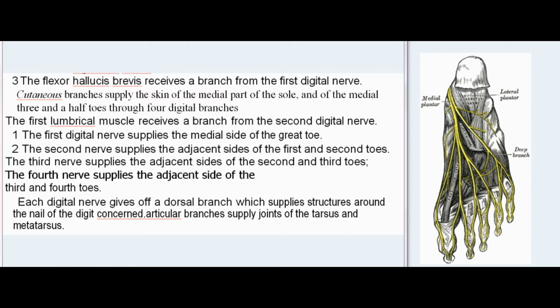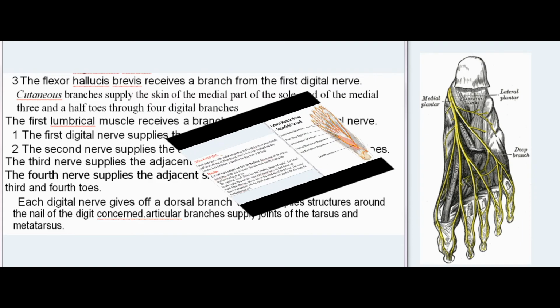The fourth nerve supplies the adjacent side of the third and fourth toes. Each digital nerve gives off a dorsal branch which supplies structures around the nail of the digit concerned. Articular branches supply joints of the tarsus and metatarsus.